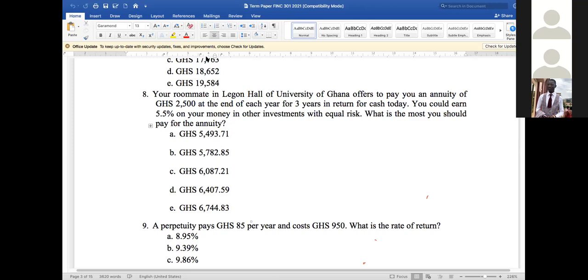Now, the question says you could earn 5.5% on your money in other investments with equal risk. All right. What is the most you should pay for the annuity? When are you paying for that? So the question I'm simply asking is, are we going to find a present value or a future value? Present value. Yes, we are going to find present value, because it is that money you are going to give to the person today, so that he gives you 2,500 in 3 years. Are you getting the point? So you know it is an ordinary annuity. You know you are finding a present value. And you know the rate you are also given. Find me what the answer should be.